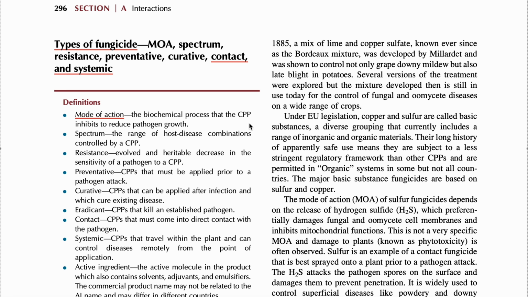Let me give you one example. There are groups such as oxathiins, strobilurins, and then benzimidazole, right? And then triazole. I have given four group names, but in each group there can be many chemicals. For example, in the oxathiin group, two well-known chemicals are carboxin and oxycarboxin, Vitavax and Plantvax, right? Why are they well known?